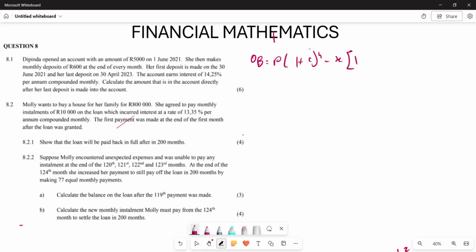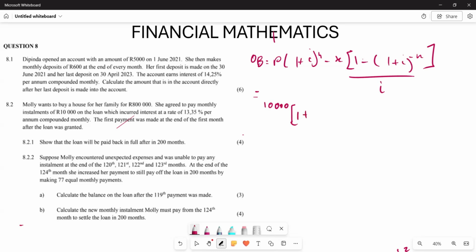This is going to be 1 plus i. Yes, this is going to be 1 plus i, whereas this is 1 subtract 1 plus i to the power of negative n over i. Now, from here, what is going to be the payment made here? This is going to be the same, you plug in the 10,000 here. They said after how many months?